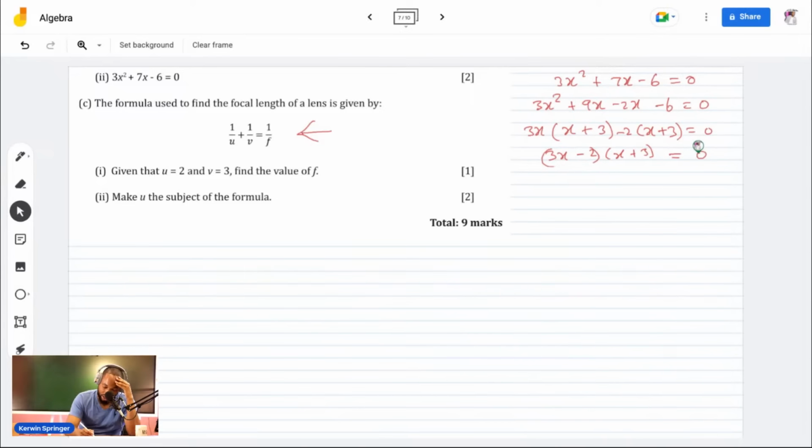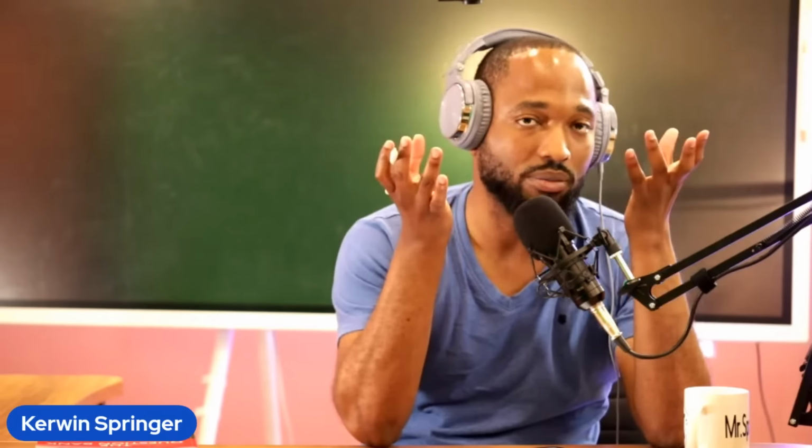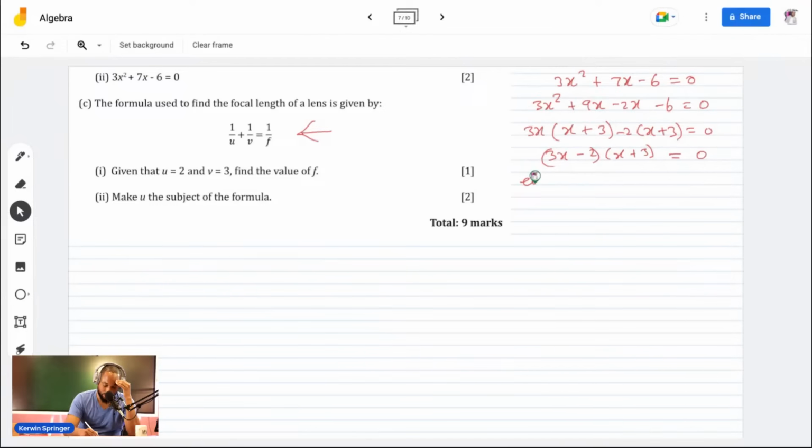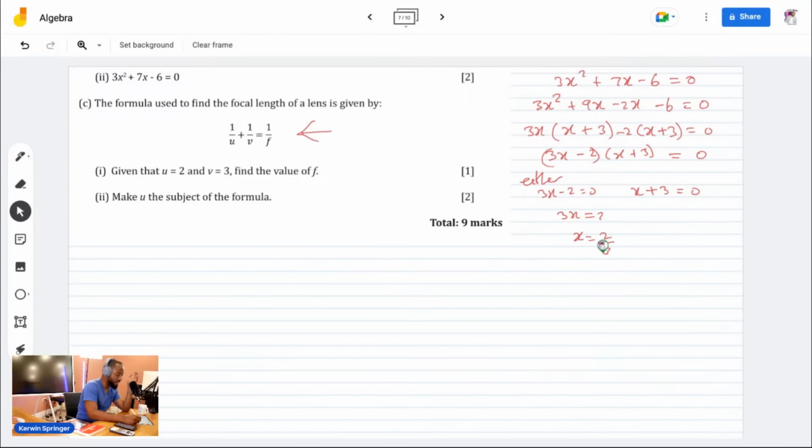Yes, we were. With two factors multiplying to give you 0, one of them has to be 0. And this is coincidentally called the root. So anytime you have 2 numbers that multiply to give you 0, one of them has to be equal to 0. So either 3x minus 2 is equal to 0, or x plus 3 is equal to 0. So 3x is equal to 2, x is equal to 2 over 3. Or x is equal to negative 3. And those are my 2 answers.